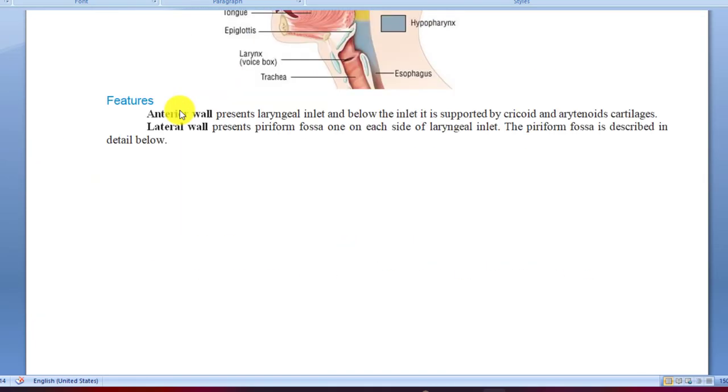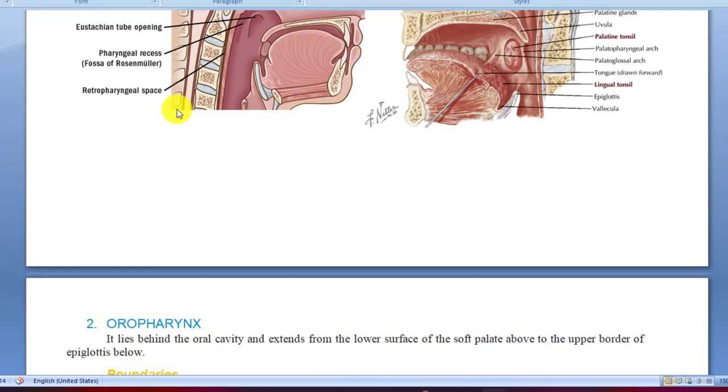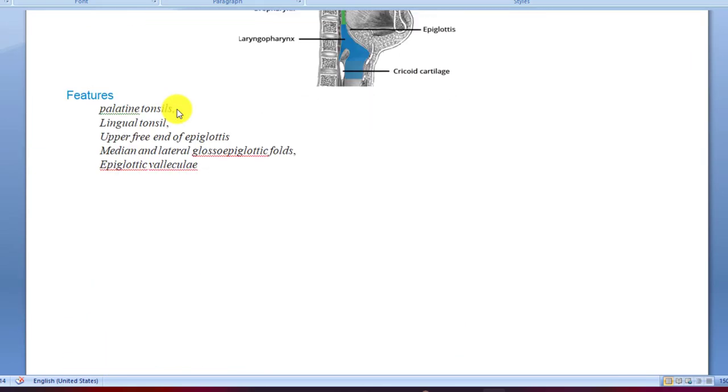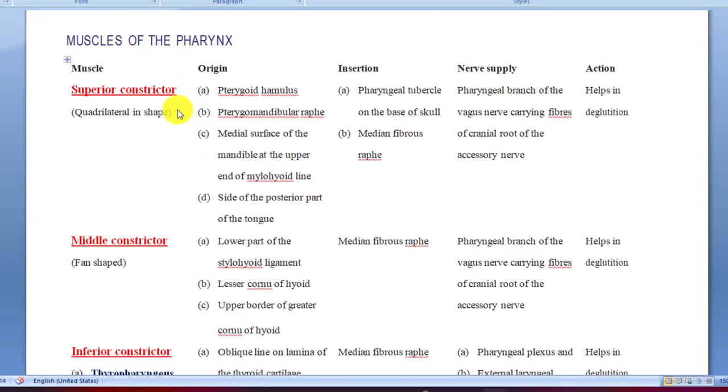Friends, we are discussing the inner pharynx. The introduction was there, and then the divisions of the pharynx. I have discussed all of them and their features, everything. Now, as I had told you, I will discuss the muscles of the pharynx. So here we have the lecture on the muscles of the pharynx.